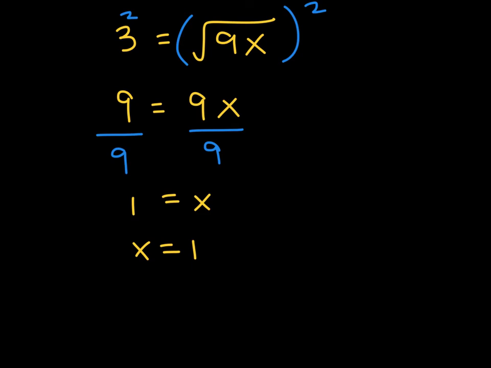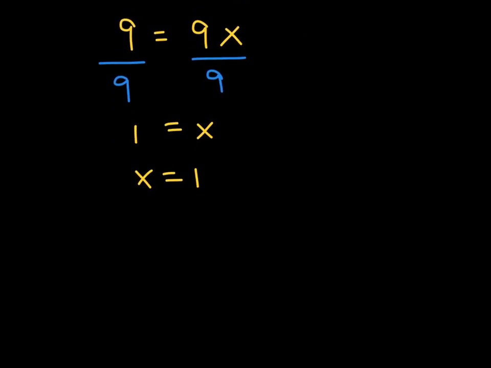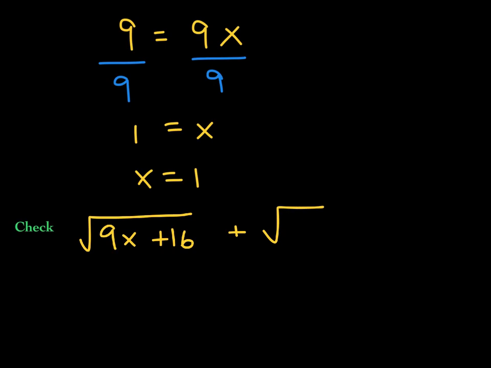Now, this is a proposed solution. We did raise both sides of the original equation by an even power. So you should check, absolutely, after all of that squaring that we did, we should definitely check to make sure that x equal to 1 is indeed the solution. Here's the original equation. Make sure I wrote it down correctly. Yeah, we're good.